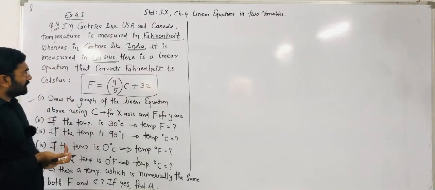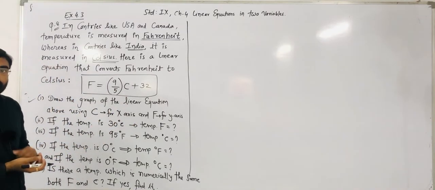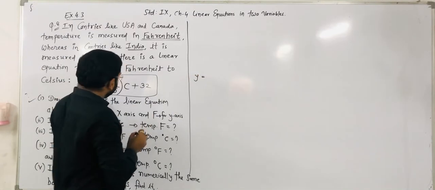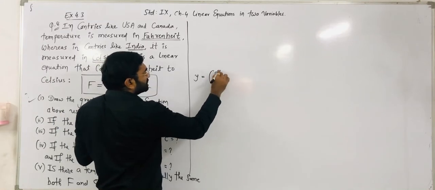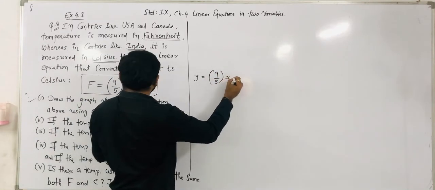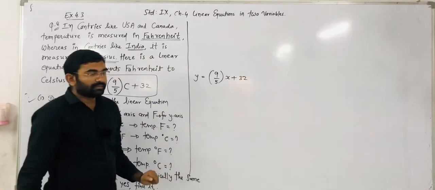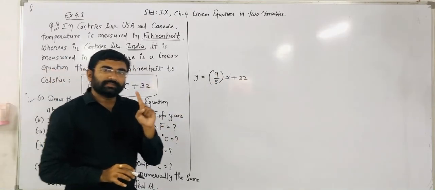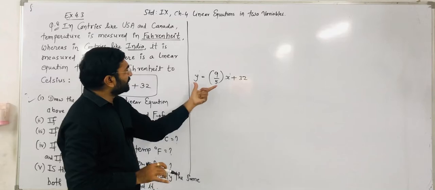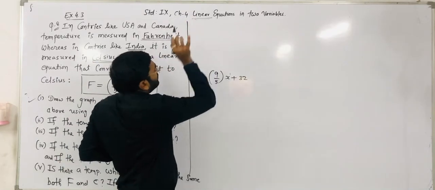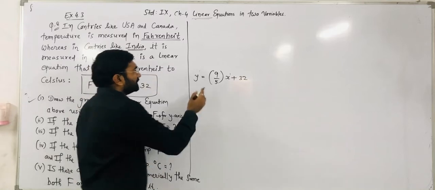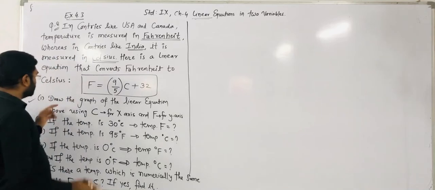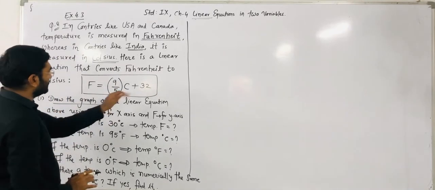Now if you ask, sir, how can we say this is a linear equation? Suppose in place of F I write the y variable, then this is y equals 9 by 5, and in place of Celsius I write x, plus 32. If you compare them, you can say both variables' power is 1, or you can say the degree is 1. Whenever an equation's degree is 1, you can say it is linear. So this equation is a linear equation, and we have to draw its graph.